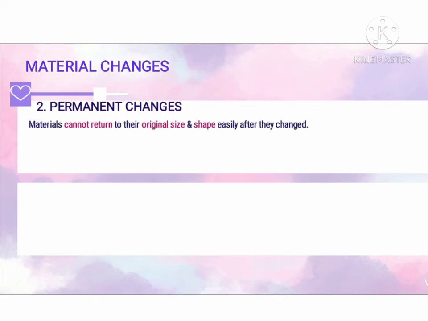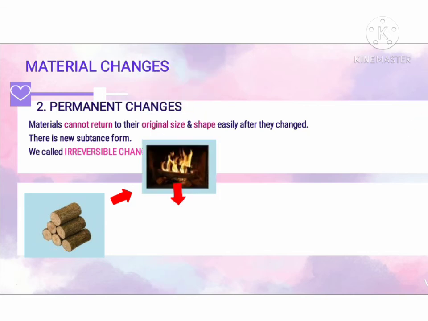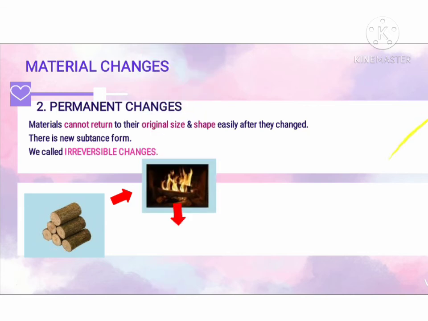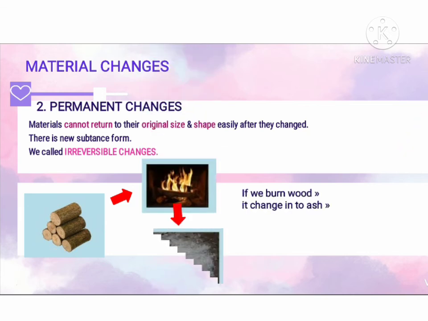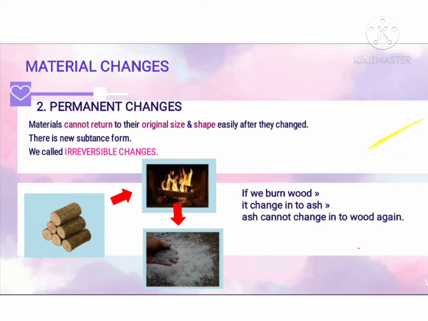Materials cannot return to their original size and shape easily after they change. There is a new substance formed, and we call it irreversible change, or permanent. They cannot turn back again. For example, there is a wood, and if we burn the wood, it will change into ash. And then the ash cannot change into wood again. We call it permanent change.